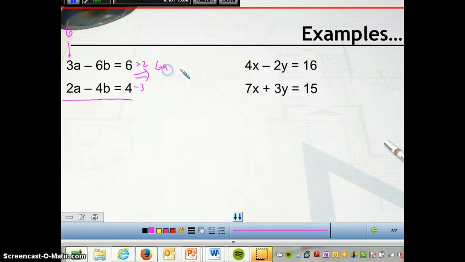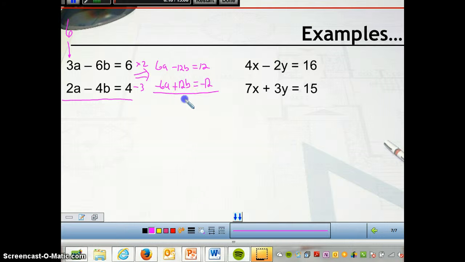So I get 6a minus 12b equals 12. Bottom one becomes negative 6a. See how they're opposites? And they'll eliminate. Plus 12b equals negative 12. Okay, so go ahead and add those two equations together. My a's eliminated just like I wanted them to. My b's, oh my goodness, my b's eliminated too.